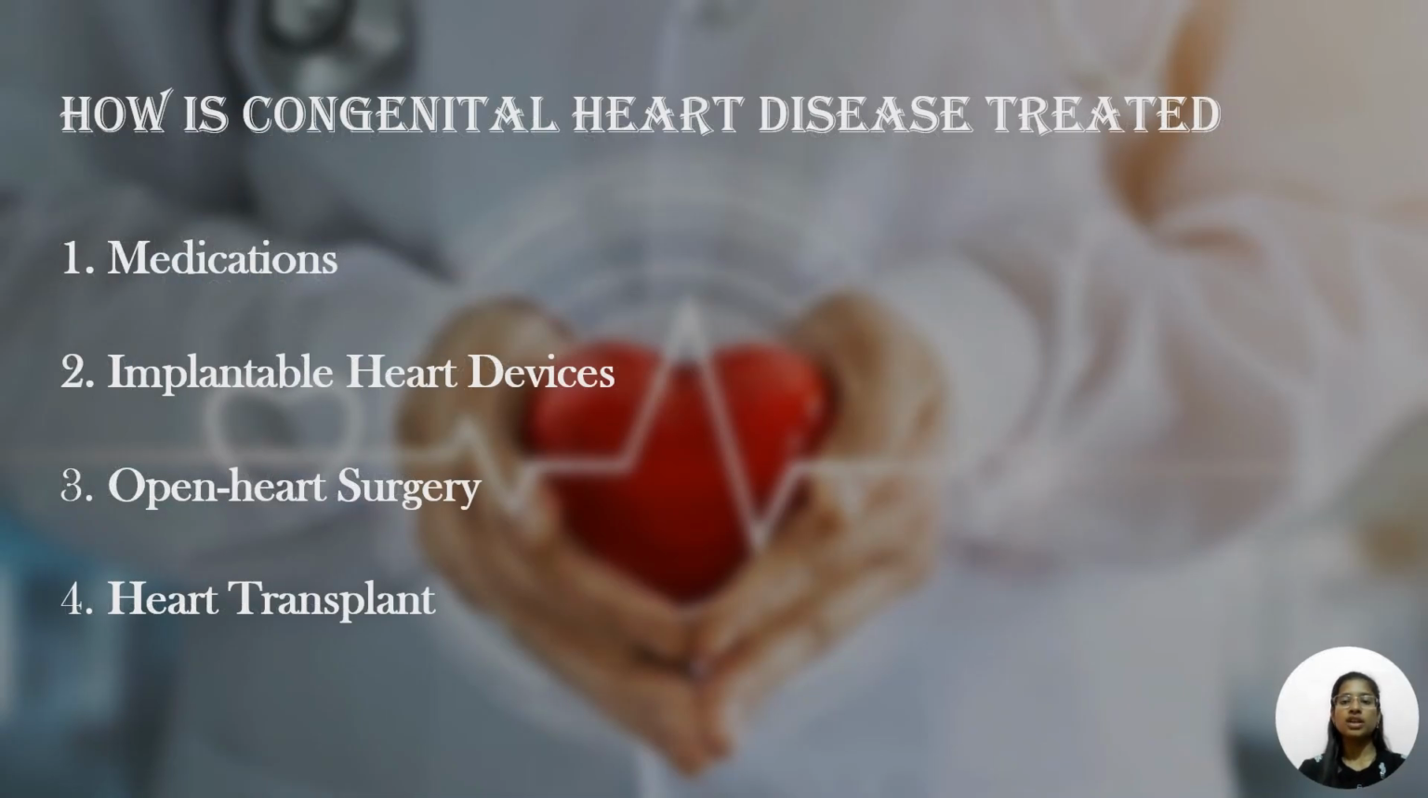How is congenital heart disease treated? It can be treated by medications, so that the heart can work more efficiently. Some medications can also be used to prevent blood clots from forming or to control an irregular heartbeat. And the next is implantable heart devices.